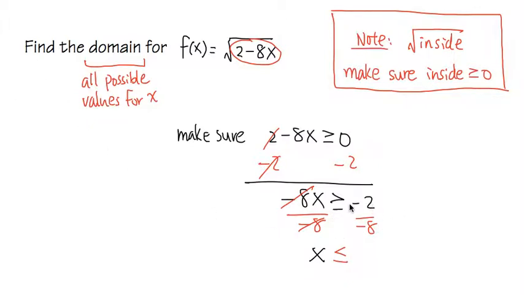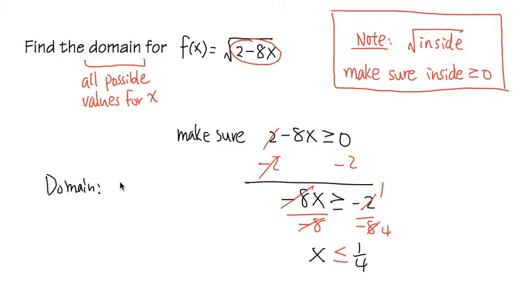And this right here, negative 2 over negative 8, I can reduce the fraction. 2 goes into 2 once, 2 goes into 8 4 times. And negative divided by negative is going to be a positive number. So finally, on the right hand side, it's going to be a positive 1 over 4. And as you can see, we have an inequality, x is less than or equal to 1 over 4. So that's exactly what the domain is.